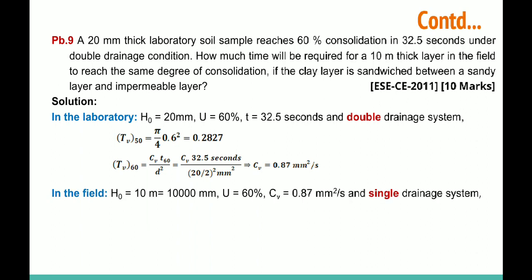In the field, the initial thickness of the soil layer is 10 meters. Degree of consolidation is also 60%. We have this coefficient of consolidation, and there is a single drainage system. So again we can apply this relation. We have the Tv60, the Cv value, and the D, so we can calculate the T60, that we get 336.15 days. This type of question I have already discussed in this lecture and in the previous lecture also. This question is asked for 10 marks, and it is a very easy question. Just put the value and get the result.